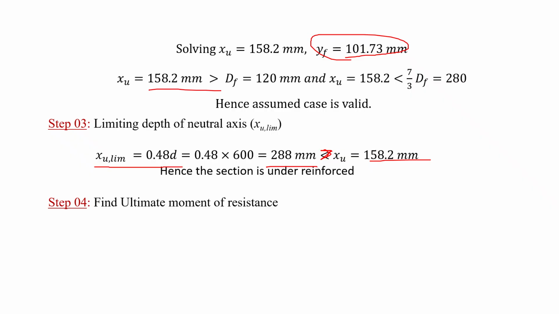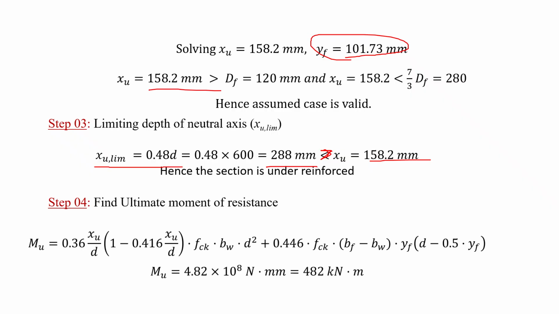Now to find out the ultimate moment of resistance, this is the equation. So the equation is available in the IS code G 2.2.1 page number 97. So substituting all these values along with the yf, which we have got 101.73, we are getting the ultimate moment of resistance as 4.82 into 10 to the power 8 Newton mm, which when we divide it with 10 to the power 6 converting into kilonewton meter, it is 482 kilonewton meter.